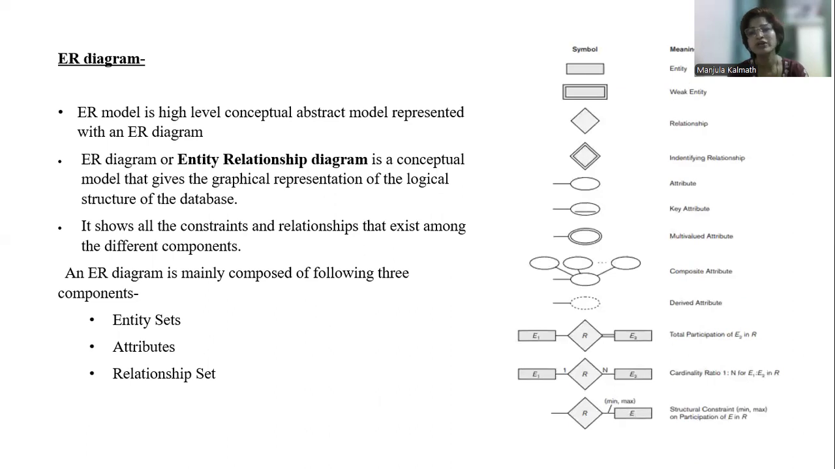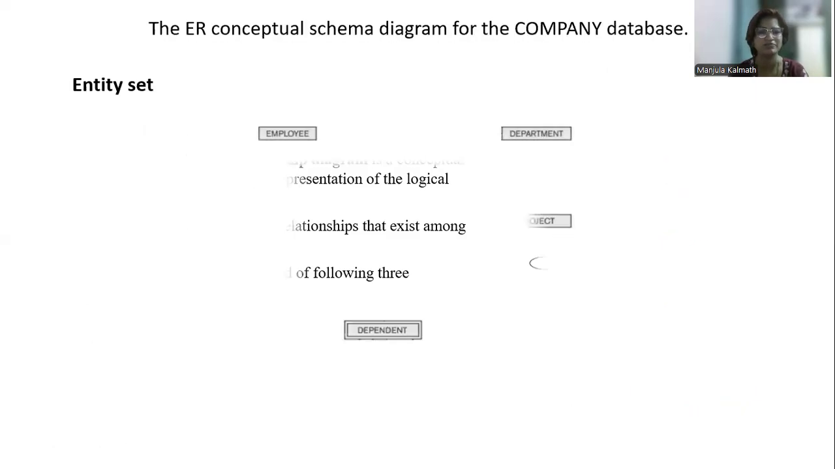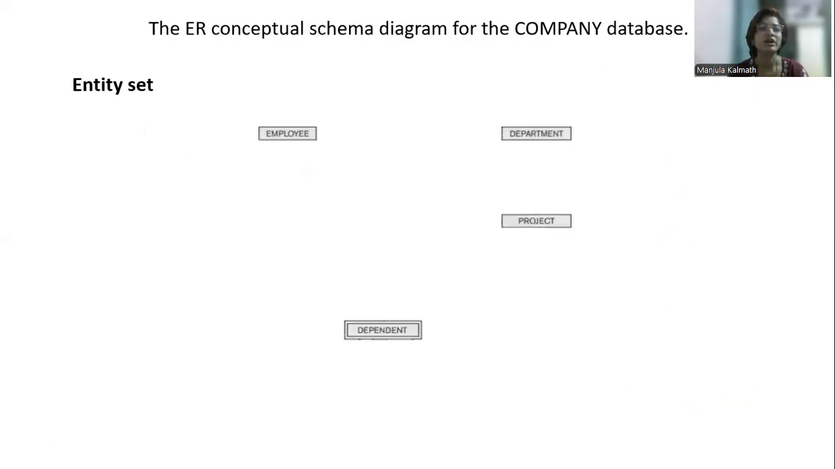In order to draw the ER diagram, we use different geometrical notations. By using all these geometrical notations, we are going to draw the company database. So first of all, we have the entity set. In the company, we have four entities. An entity is defined as a real world object. It may be conceptual or it may be physical. Here we have employee, department, project, and dependent.